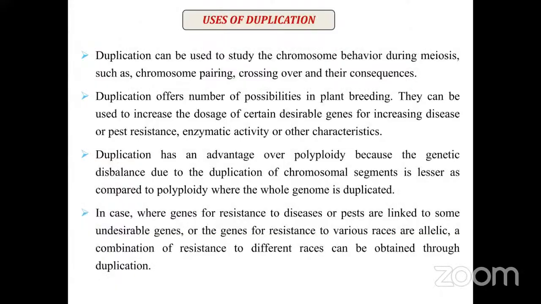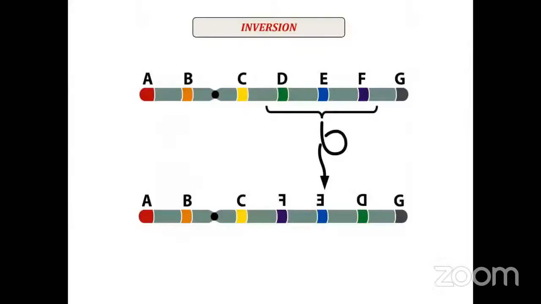Then now inversion. Right now you can see A, B, C, D, E, F, G, which is the native gene sequence. And you can see there A, B, C, then it comes F, E, D, meaning some part of that particular gene sequence has been inverted. So instead of D, E, F, you can see there F, E, D.